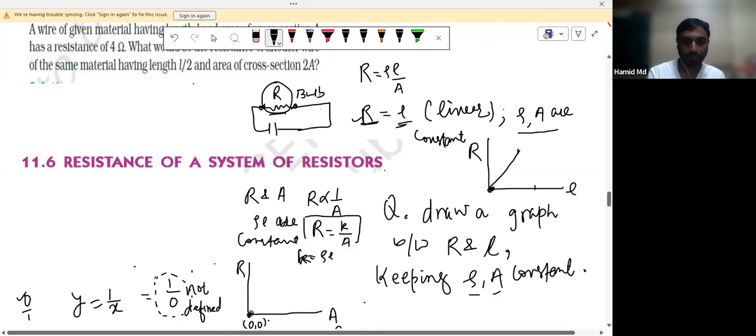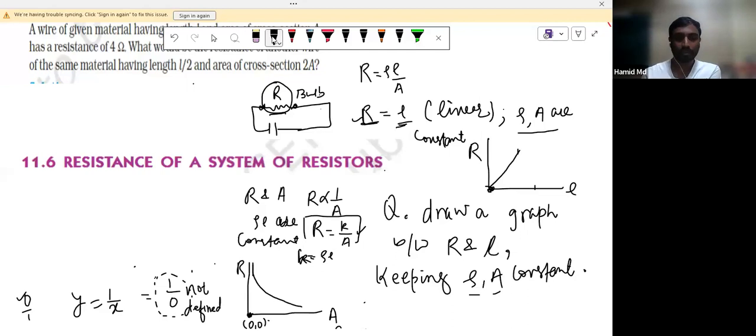So at this point, our relation will be not defined. It will go somewhere to infinity. At 0 we can't define it, so we don't draw it to 0. Here we drew from 0, right? If R is 0, L is 0. But here it will be like this. As A is increasing, resistance will be decreasing. Got the point?